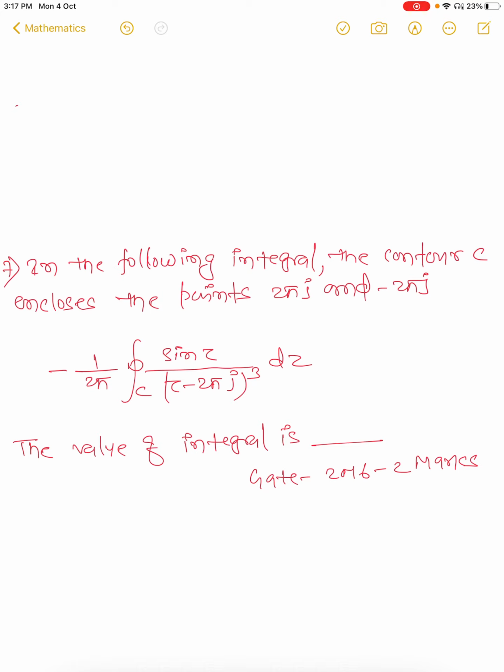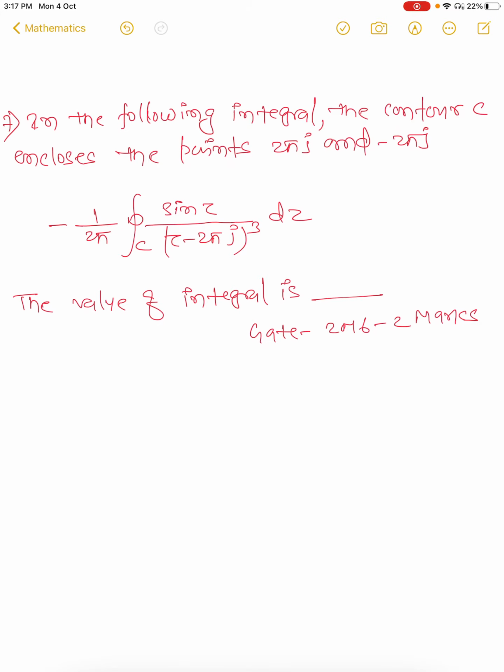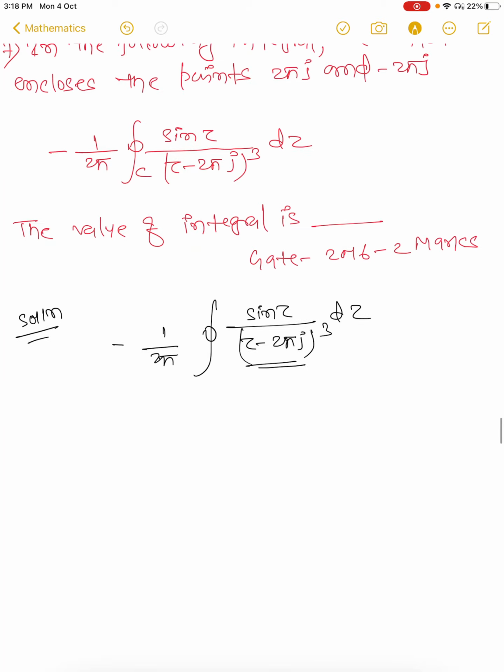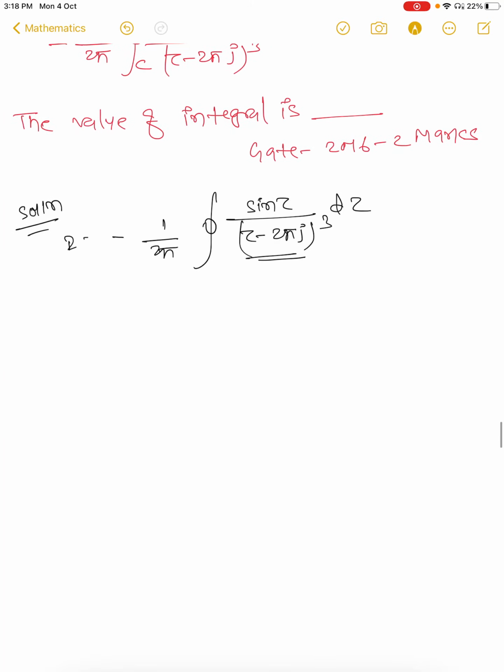Now comes the next question. In the following integrals, the contour C encloses the points 2 pi j and minus 2 pi j. We have to find the value of the integral: minus 1 upon 2 pi times the closed integral of sin z upon (z minus 2 pi j) cubed. This point is inside the circle, as mentioned.